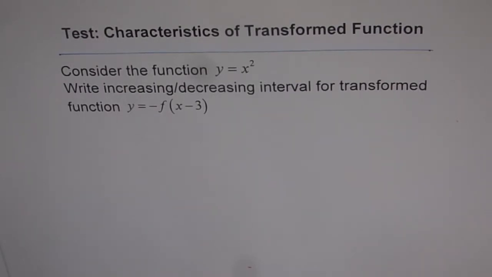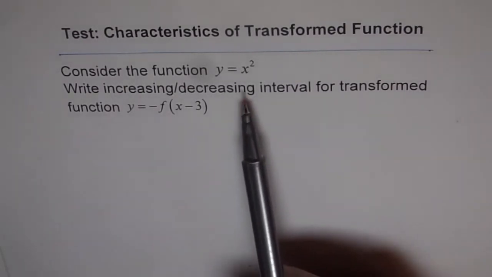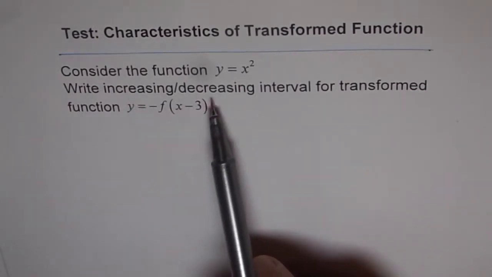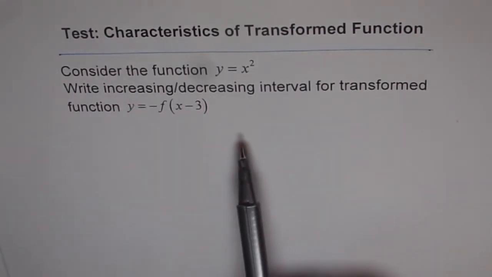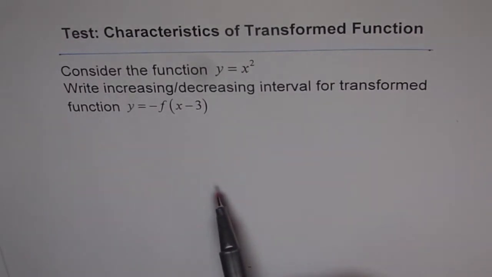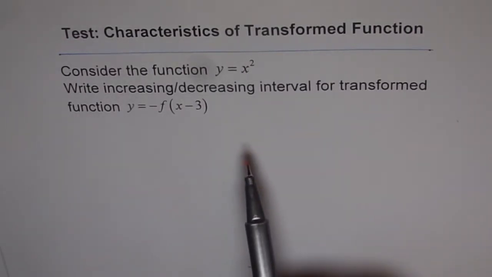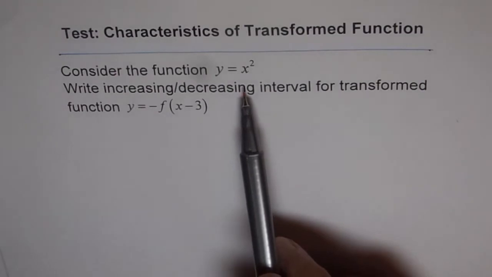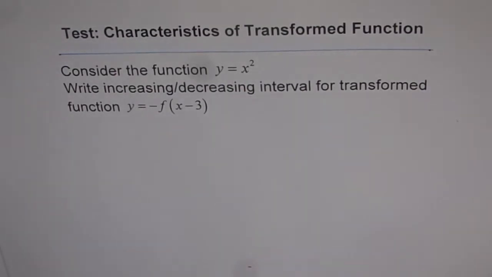So the idea is that when I talk about this particular case from the point of view of, in this case, increasing and decreasing interval, then this is what we'll discuss here. But for you, the question will be, write the other characteristics of the transformed function. Like, for example, domain and range, intercepts, any symmetry, all those characteristics which you had been doing so far. So that's the whole idea, right?